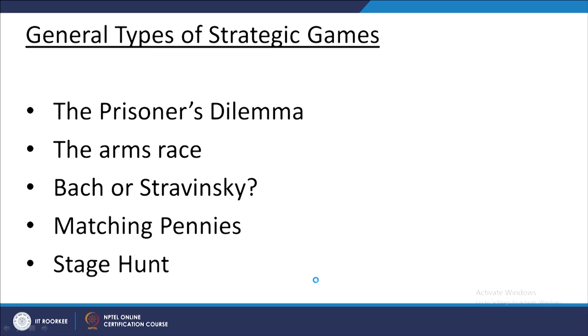So with this we come to an end of the topic on game theory, and before I close, I would like to mention some of the general types of strategic games: the prisoner's dilemma, the arms race, Bach and Stravinsky, matching pennies, the stag hunt, and many more. Those of you who are interested in this part of operations research, that is game theory, can read about these strategic games in detail.